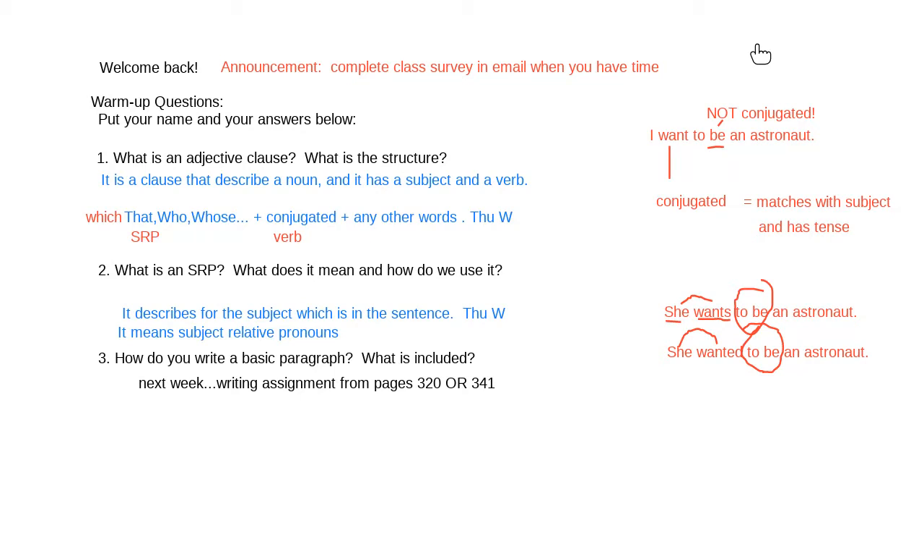And also C, D, and E, we also have conjugated verbs in the adjective clause. We've got is, and lives. Those are all conjugated, and they're in present tense, right? But if you look at my screen, to be doesn't have a tense. It's not present, it's not past, nothing. It's not conjugated. And cut is a conjugated verb.